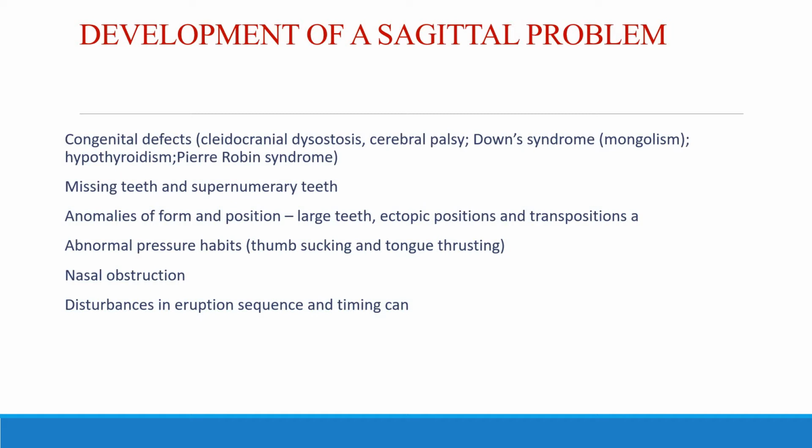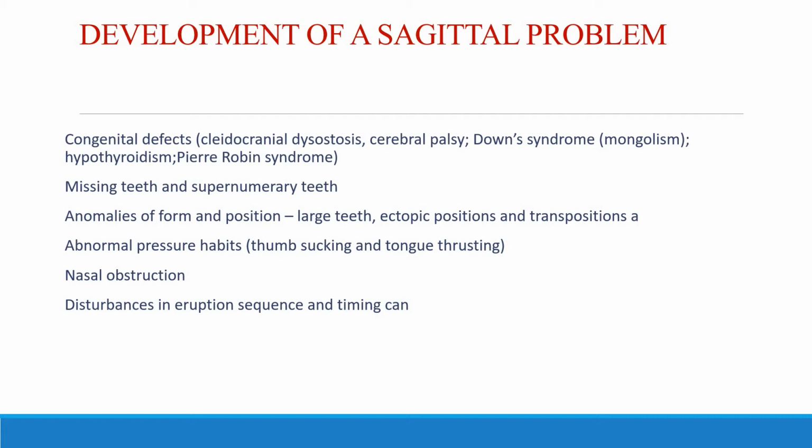Class 2 relationship is also caused by certain local factors like anomalies in number of teeth, missing teeth and supernumerary teeth, anomalies of form and position, large teeth, ectopic positions and transposition, and tooth arch disproportion, spacing and crowding. Abnormal pressure habits like thumb sucking and tongue thrusting significantly contribute to the development of sagittal discrepancies.